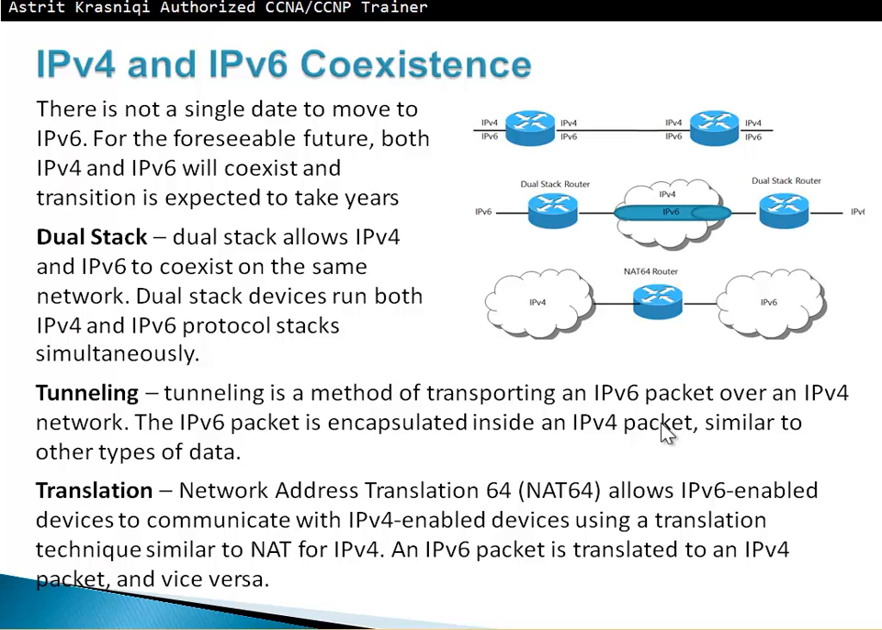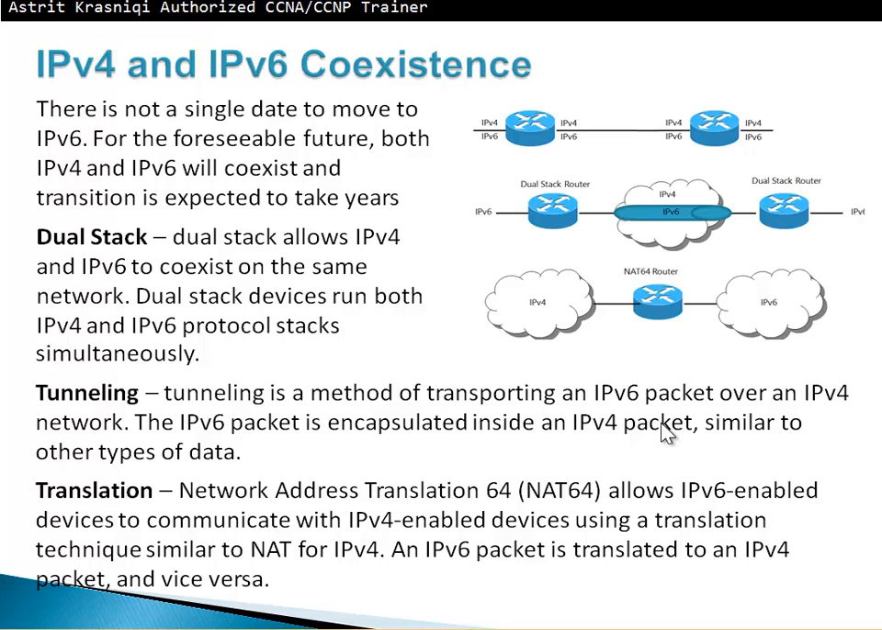IPv4 and IPv6 coexistence. There is not a single date to move to IPv6. For the foreseeable future, both IPv4 and IPv6 will coexist, and the transition is expected to take years. It's already taking quite a few years. We have some transition methods. For example, the first one is dual stack. It's very popular. Dual stack allows IPv4 and IPv6 to exist on the same network. Dual stack devices run both IPv4 and IPv6 protocol stacks simultaneously.